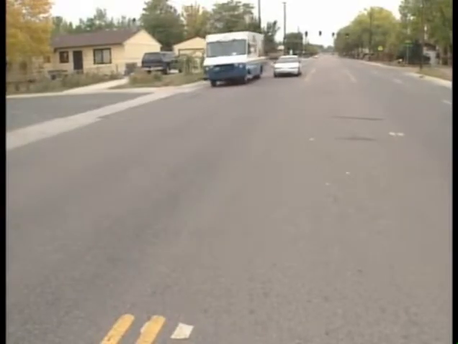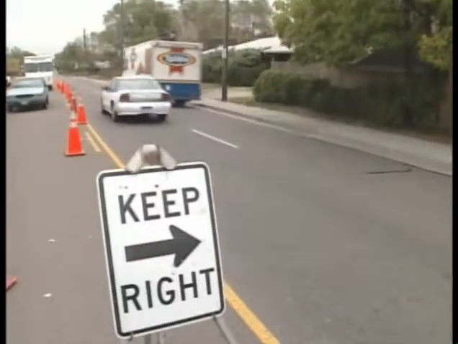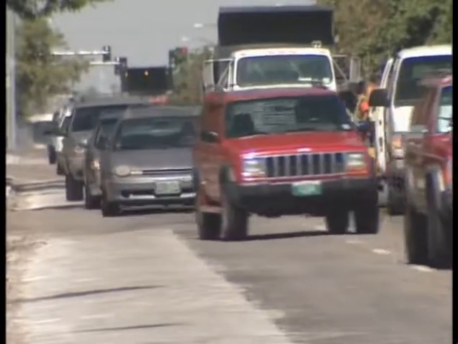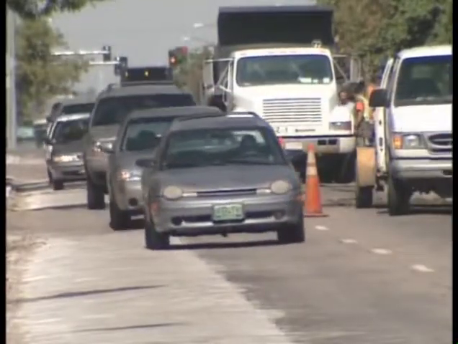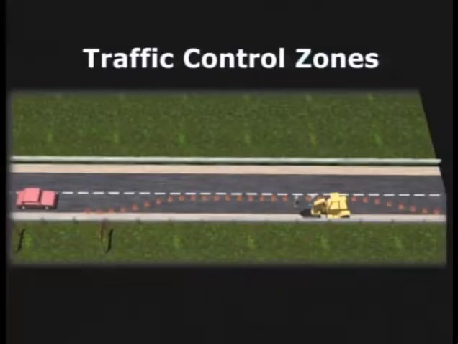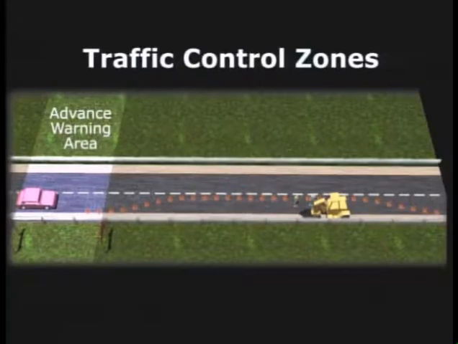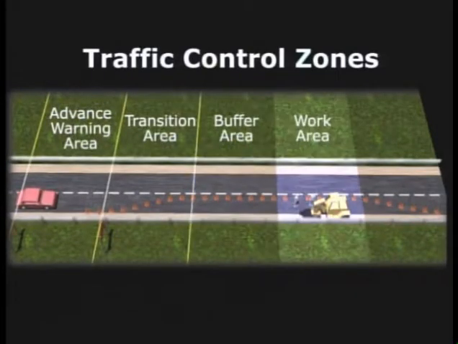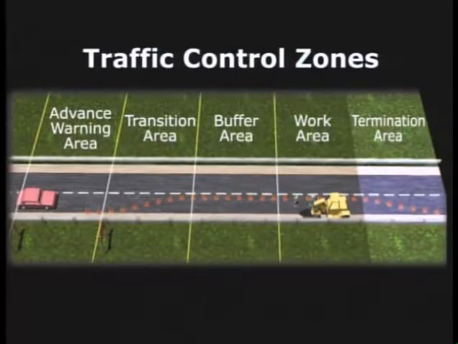Controlling traffic at a worksite means giving drivers plenty of warning that a change is coming up, helping them understand where to go, and then guiding them back into a normal traffic flow once they're past the site. Here's a bird's eye view of the 5 traffic control zones that you need to consider when preparing a site. These are the advance warning area, transition area, buffer area, work area, and termination area.